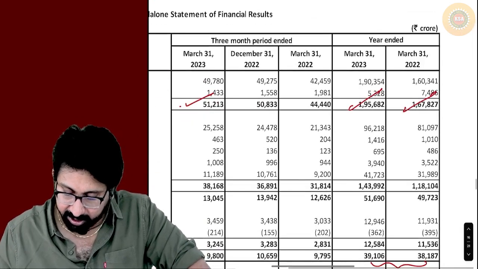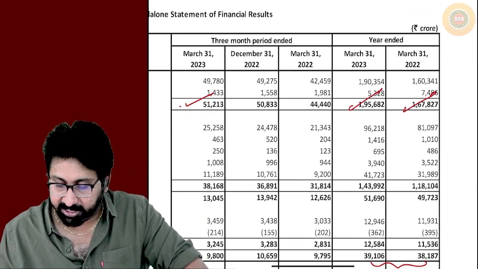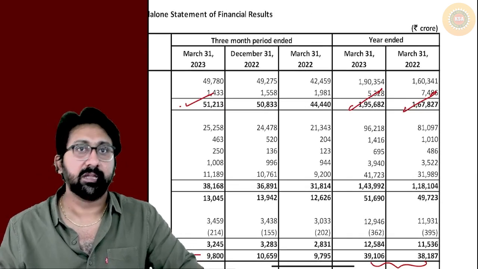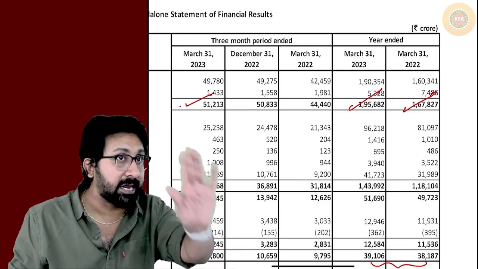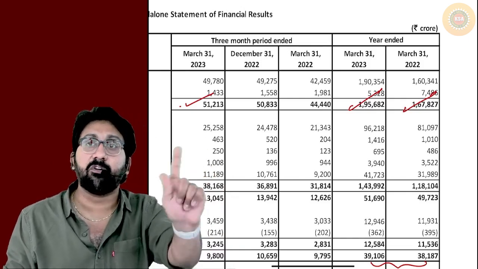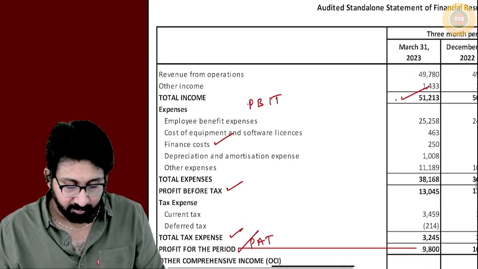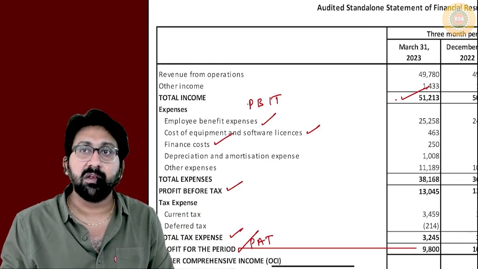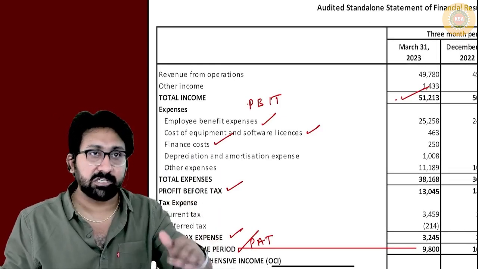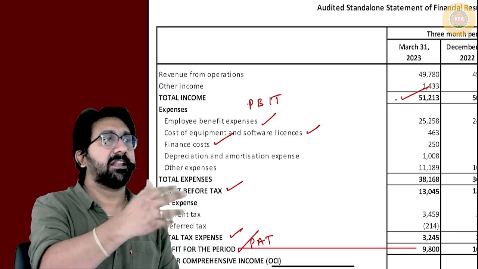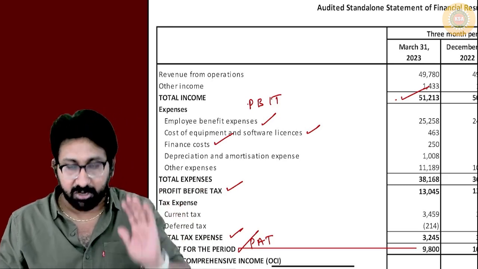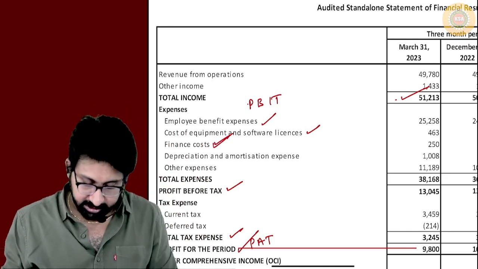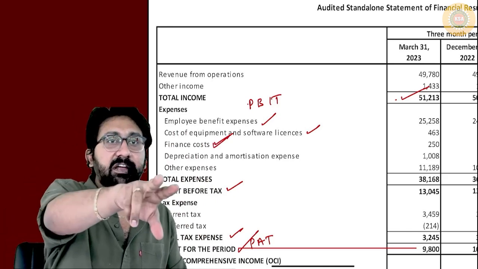So tell me, what is the total income? 1,67,827 crores. 1,95,682 crores. What are these two? Incomes, before expenses. From that, what is the first expense? Salaries. Second one? License cost, all these. Sir, a software company runs on licenses or not? Direct operating cost. Finance cost is what cost? Interest cost.